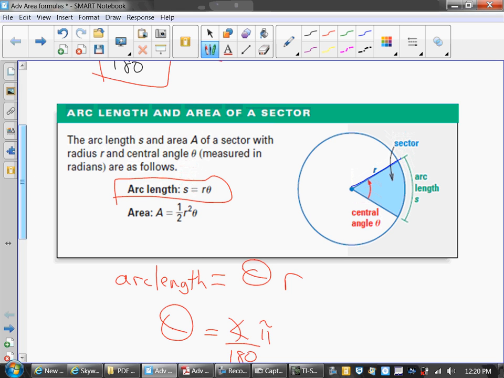Remember, the sector is the wedge. It's the wedge of the circle. It's that piece of pie. It's pie cut pizza. I see what you did there. Okay.